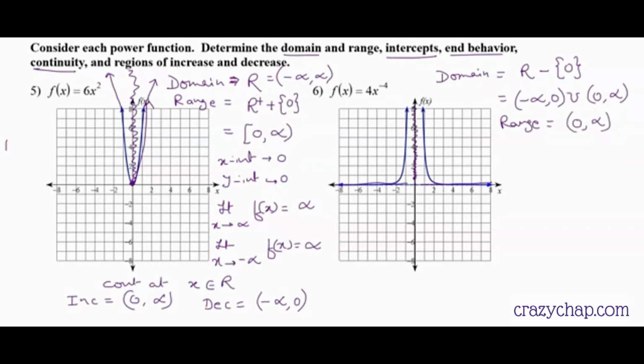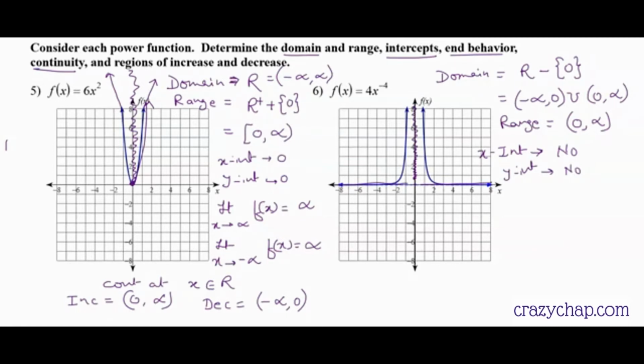Okay, intercepts. If I say x-intercept, is there any x-intercept? No, there is no x-intercept, because the graph is not touching the x-axis at all. Okay. Is there any y-intercept? There is no y-intercept, because the graph is not touching the y-axis at all, neither touching nor cutting. So there is no y-intercept.